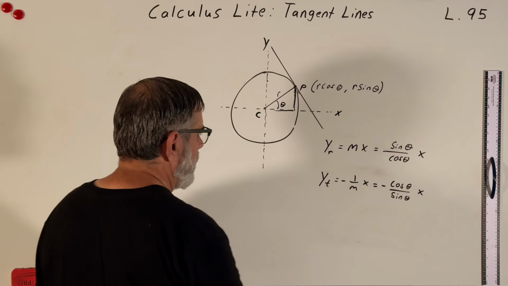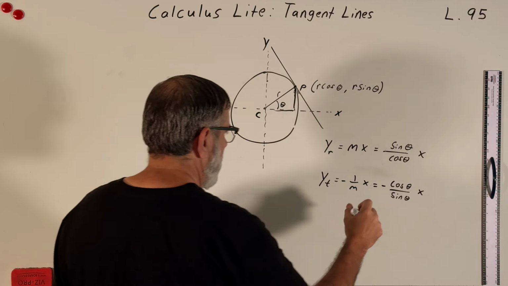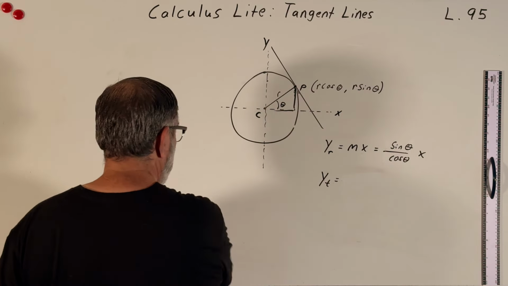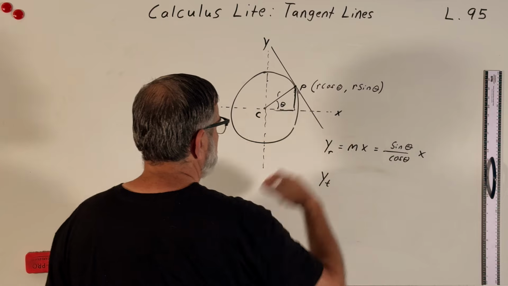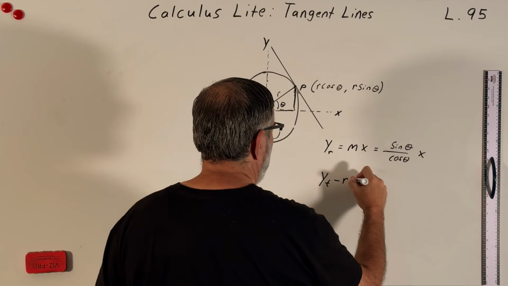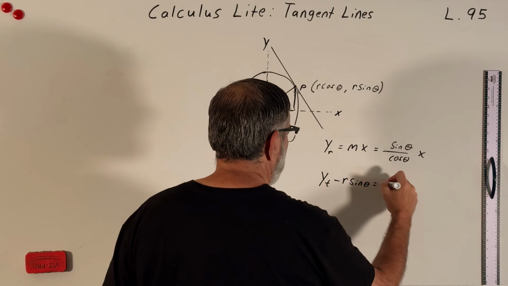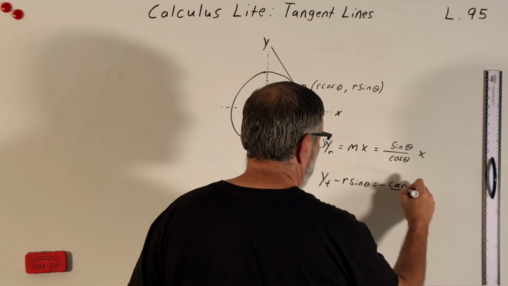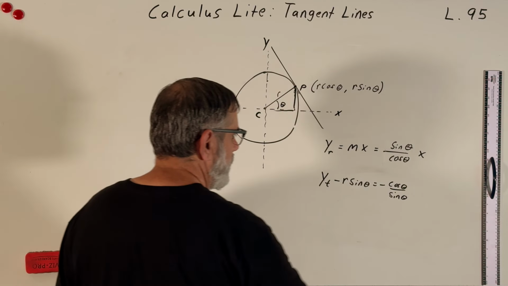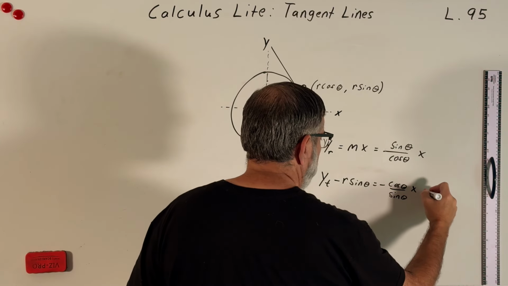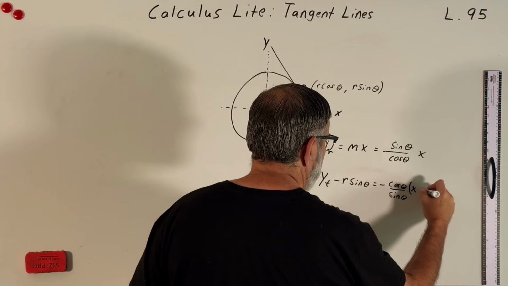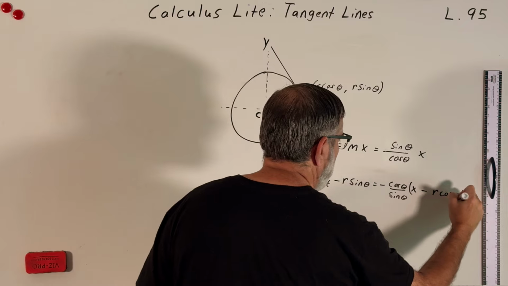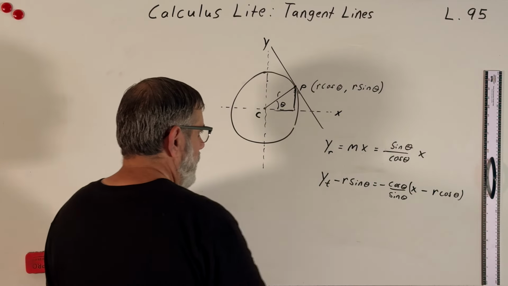We would really like it to be centered at the point P, right? So how can I adjust that to be centered at point P? Well, I'm going to have to do y sub t minus this y value, the new center, r sine theta, equals the slope for this tangent, minus cosine theta over sine theta, just the reciprocal of this, times x minus, now we need this point for the center, r cosine theta, okay? So there is the equation.